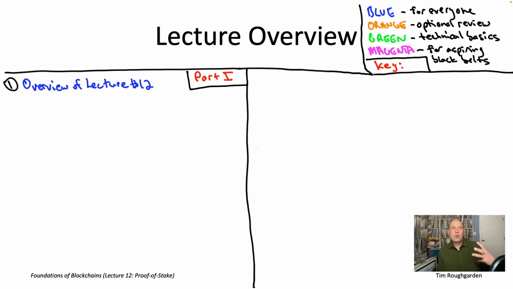The focus is really going to be on what proof of stake is meant to do, what are some of the reasons why a blockchain protocol might choose to use it. We're not going to talk much in part 1 about how it actually works.